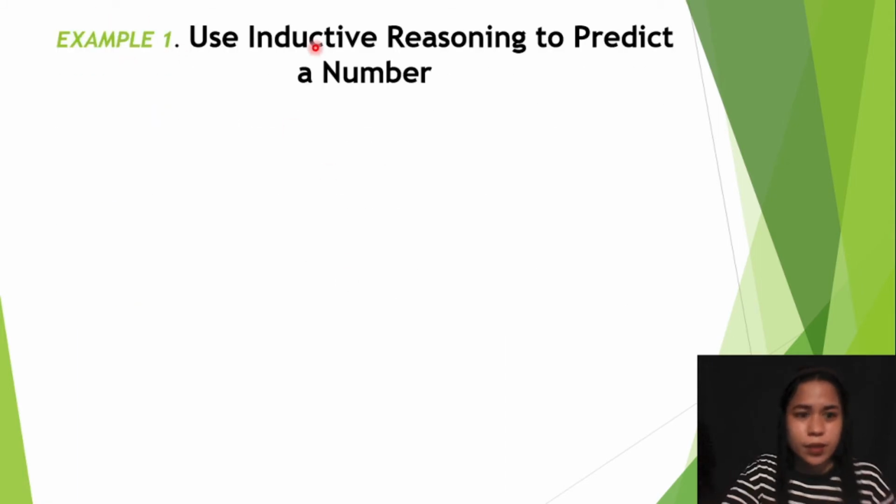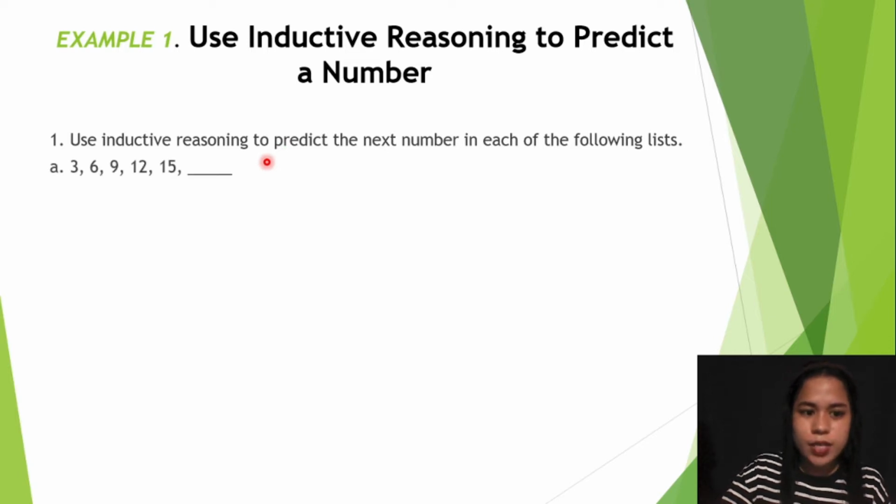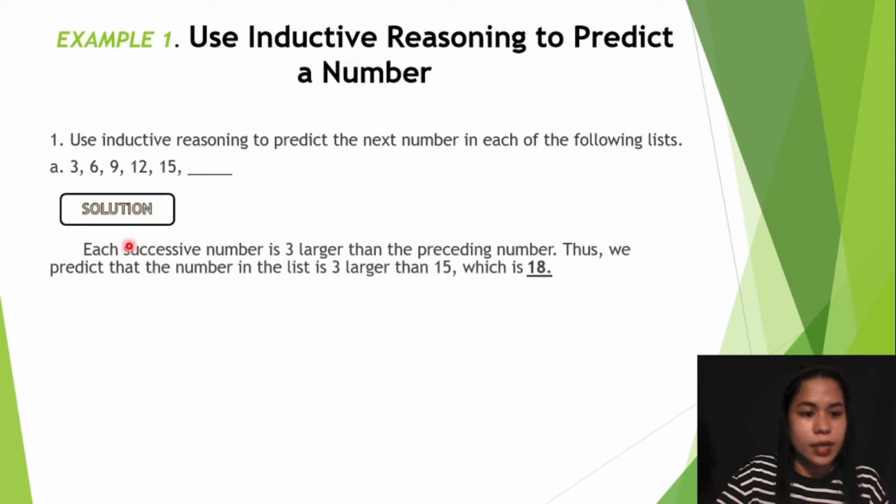Let's have an example. In this example, we need to use inductive reasoning to predict the next number in each of the following lists. Our first example, we have 3, 6, 9, 12, and 15. What should be our next number? Each successive number is 3 larger than the preceding number, meaning the difference between 6 and 3 is 3, 9 and 6 is also 3, 12 and 9 is also 3, and 15 and 12 is also 3. Therefore, we can predict that the next number in the list is 3 larger than 15. So 15 plus 3 is equal to 18.